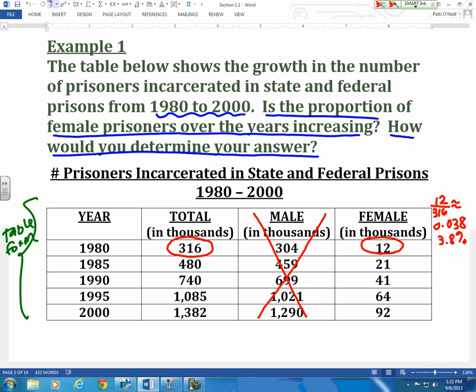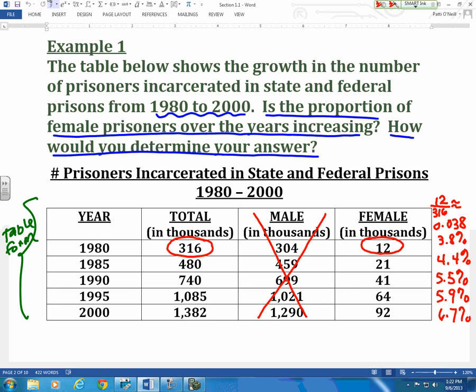If you did this for the rest of the data, and I would say that would be a way that you can check to see if the proportion is increasing, we would get 4.4% for 1985, 5.5% for 90, 5.9% for 95, and 6.7% for the year 2000.